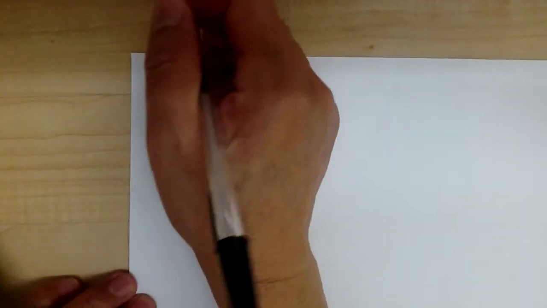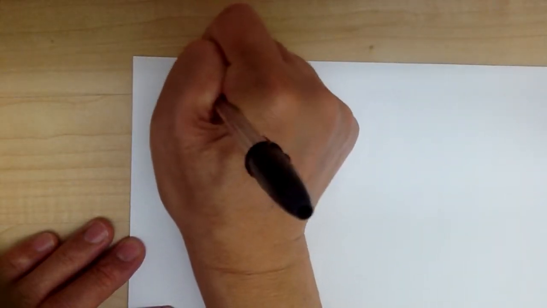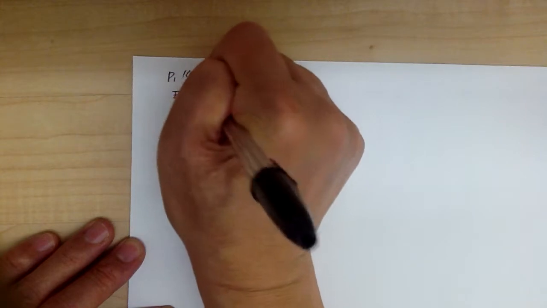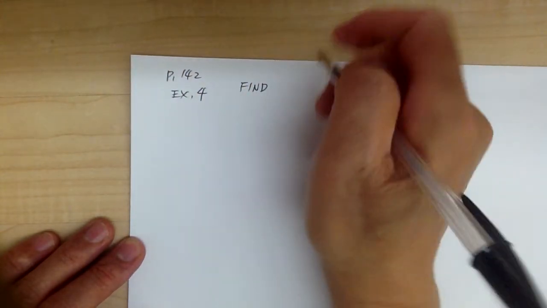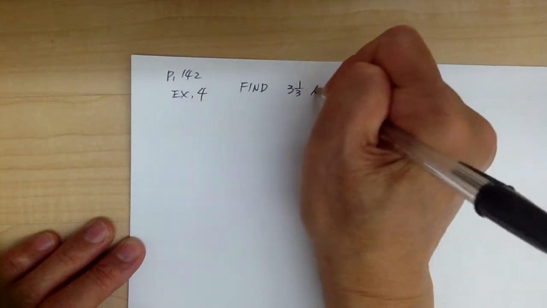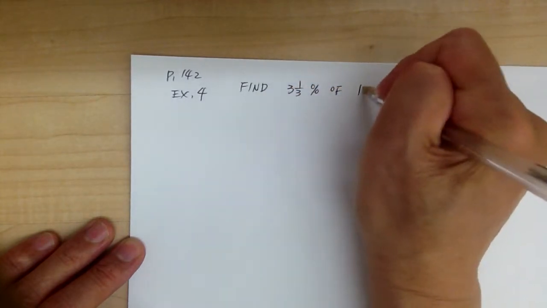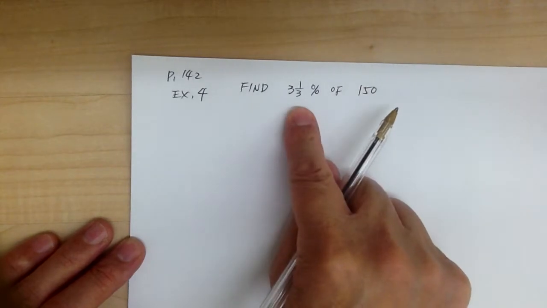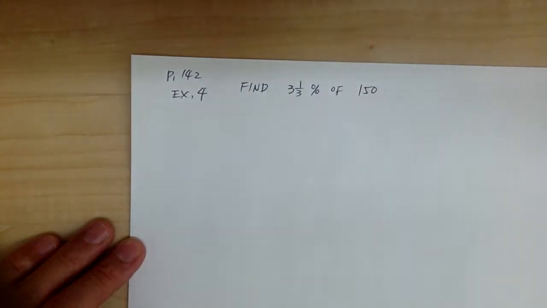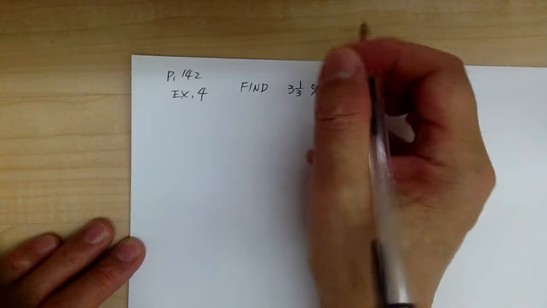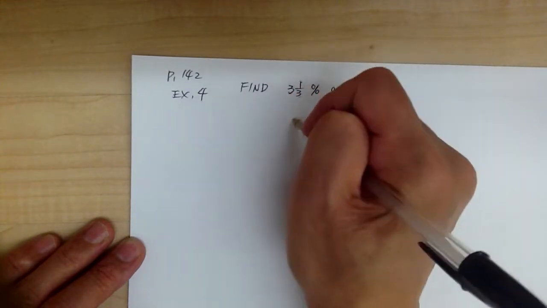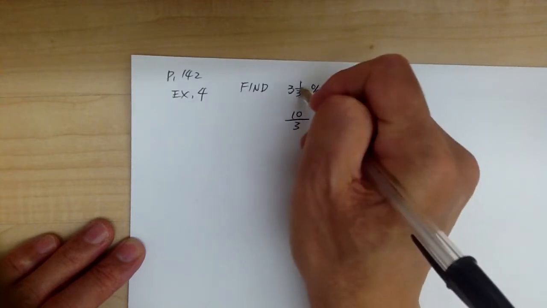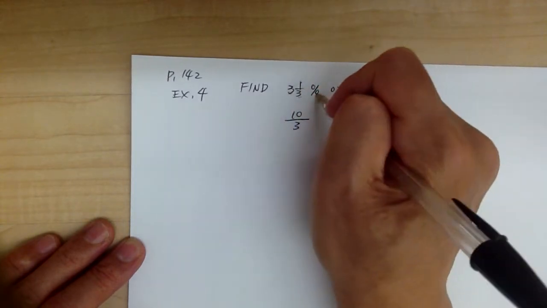Okay, let's go to example 4. Example 4, you want to find 3 1/3% of 150. So whenever you have a mixed number, convert it into an improper fraction, probably a little bit easier. So 3 1/3, multiply, you get 9, plus 1, you get 10. So it would be 10 over 3, right? So this is 10 over 3. Now percent means over 100.